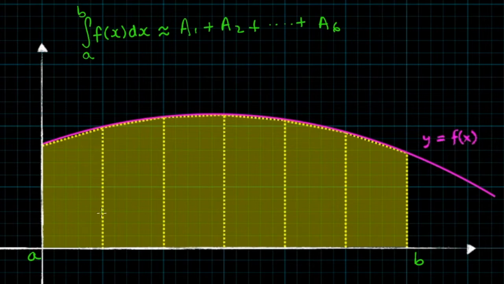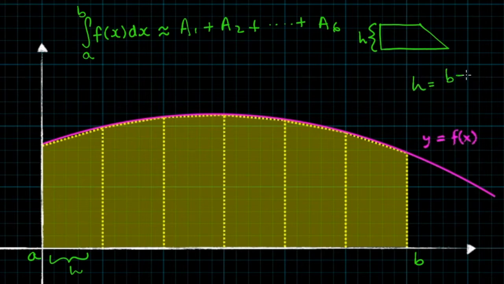So let's think about how we can work out the area of each trapezium. Imagine rotating each trapezium 90 degrees. Then the area of the trapezium is given by the height over 2, so h over 2, multiplied by the sum of the parallel sides. The height is the same for each trapezium. It's b minus a over the number of trapezia. So h equals b minus a over n. In this case, n is 6.